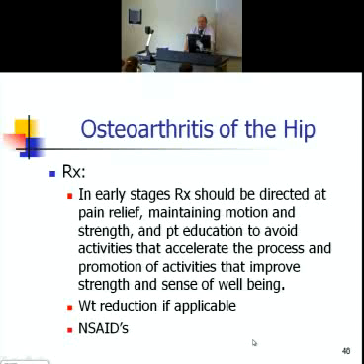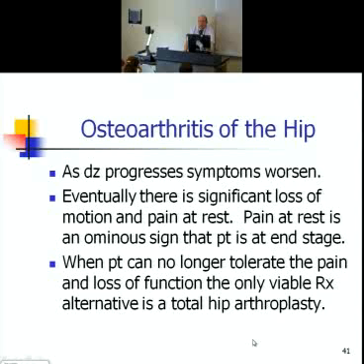Weight reduction, if it's applicable, will help the patient, and then judicious use of anti-inflammatories. As the disease progresses, symptoms will get worse. There'll be progression on the x-ray, and then the end point is when the patient tells you, I'm having resting pain. So pain at rest is an ominous sign and usually indicates that the patient is getting closer to a joint replacement. So the bottom line, what's the threshold for a joint replacement? When the patient can no longer tolerate the pain and loss of function, then the only viable treatment for them is a total hip replacement, assuming, of course, that all the other treatments that you've done are no longer successful.